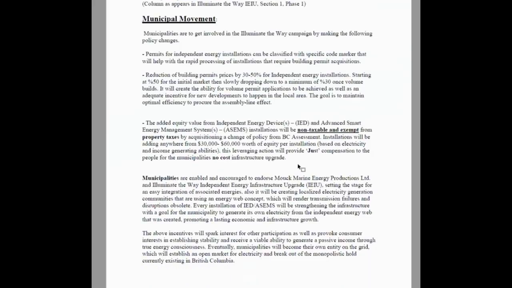Okay, so now here are the obligations the municipality has to complete to receive the no-cost infrastructure upgrade, the no-cost smooth flow assembly line, like a seamless infrastructure upgrade. So now permits for independent energy installations can be classified with a specific code marker that will help with rapid processing of installations that require building permit acquisitions.